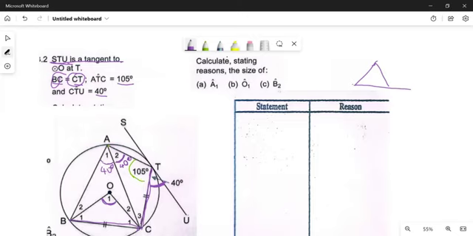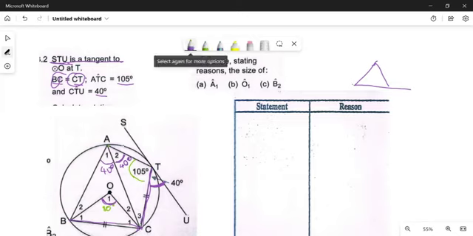Now, what can you tell me about O1 then? If O1 is at the center, I'm going to use a different color for O1. What is it that you can tell me about O1? It's 2 times the angle at the circumference. So what should be this angle here? 80 degrees.